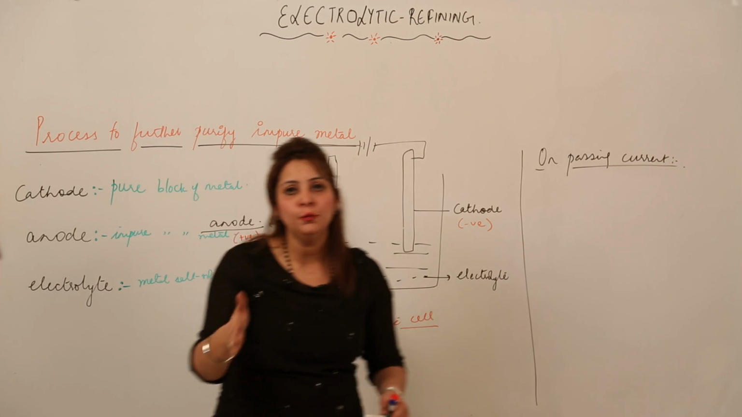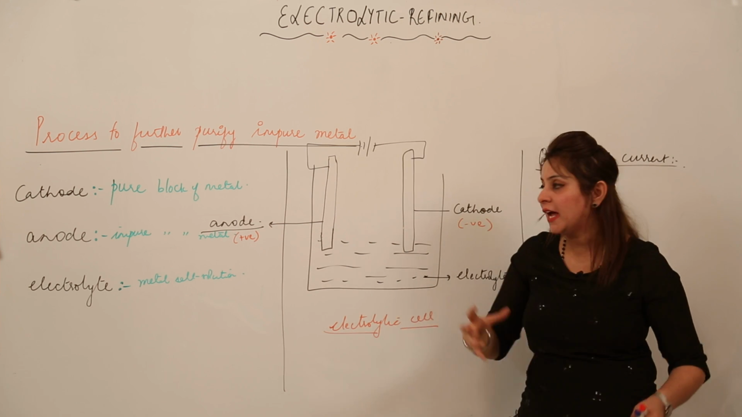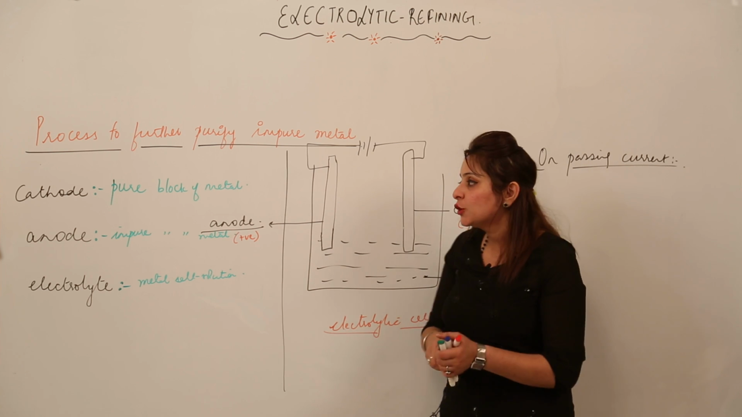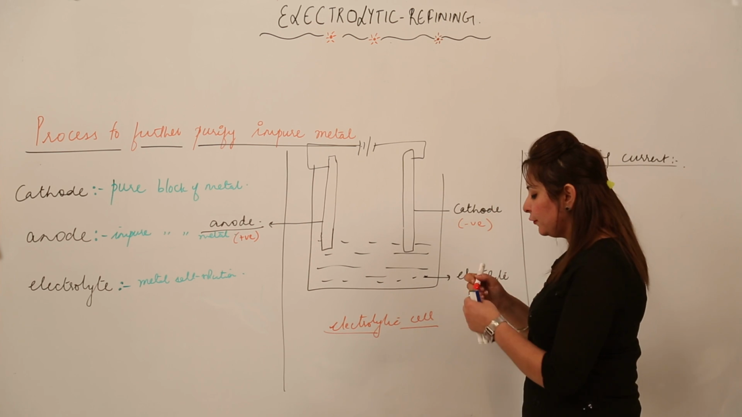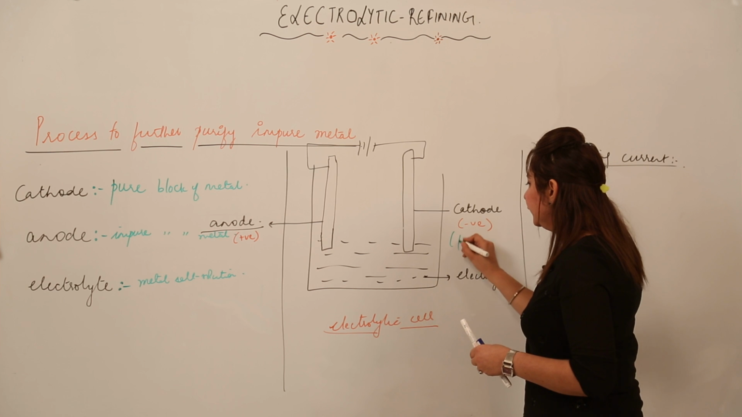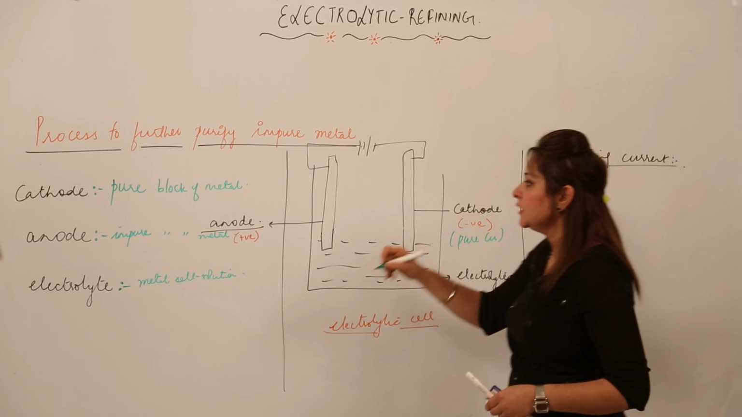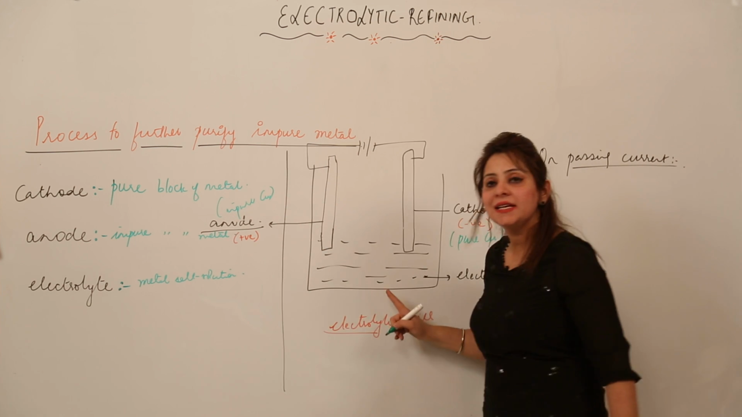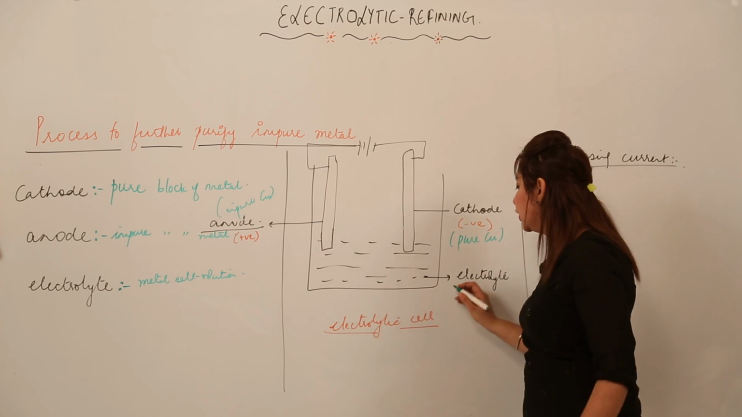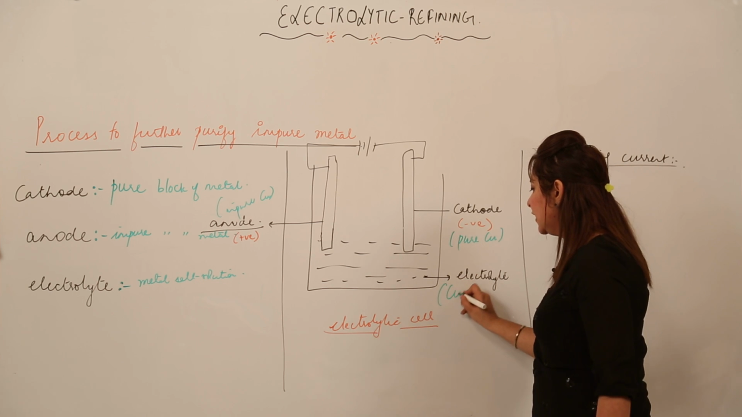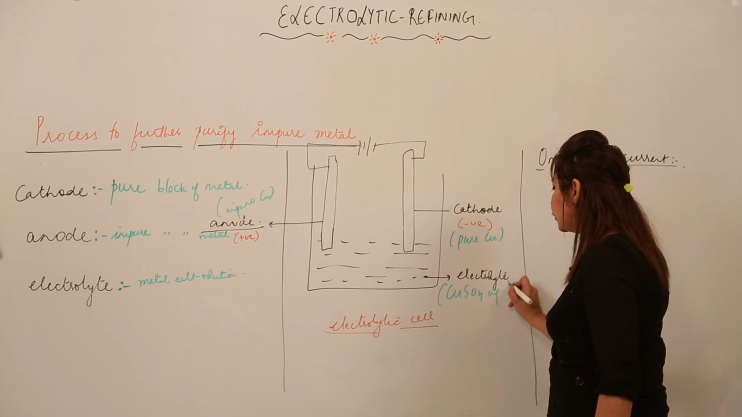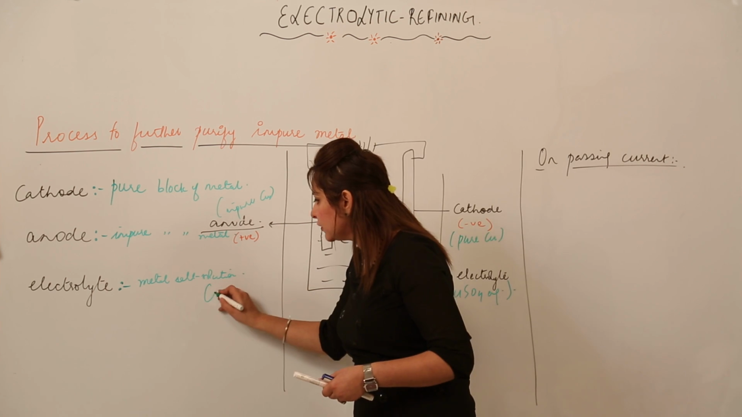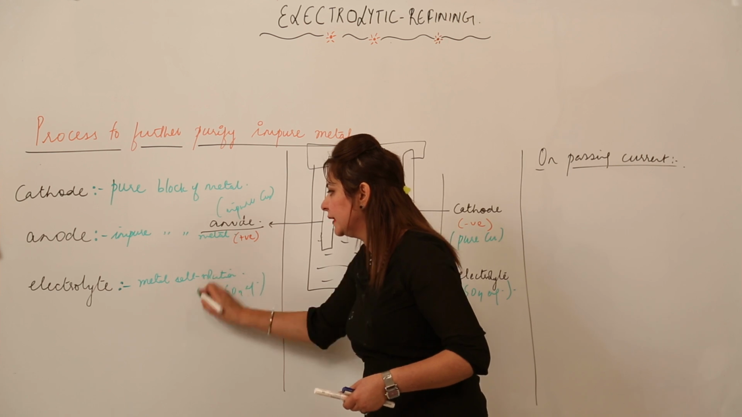To help you understand this concept better, I am taking an example of electrorefining of copper, right. That means the cathode is made up of pure copper, the anode is made up of impure copper, and this is a metal salt solution. The example which I am taking is aqueous CuSO4, right. I will write here also CuSO4 aqueous solution as an electrolyte.